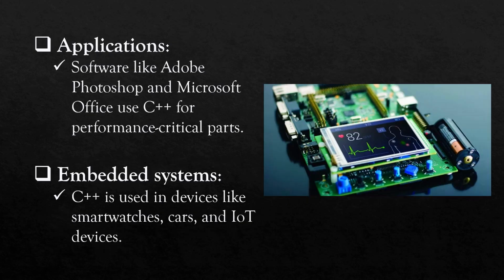Embedded systems. C++ is used in devices like smartwatches, cars, and IoT devices because of its efficiency and low-level control. Finance. C++ is used in high-frequency trading systems where speed is critical. Fun fact: the Mars rover used software written in C++ to navigate and perform scientific experiments on Mars.